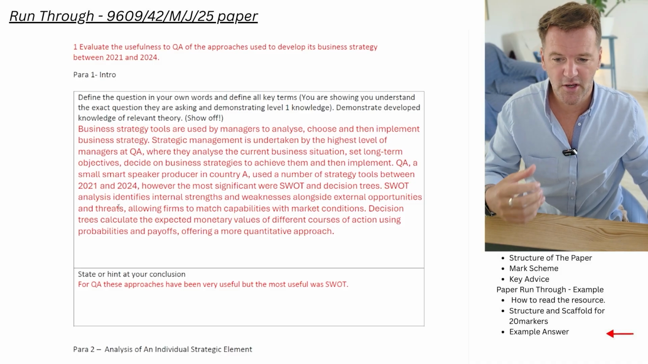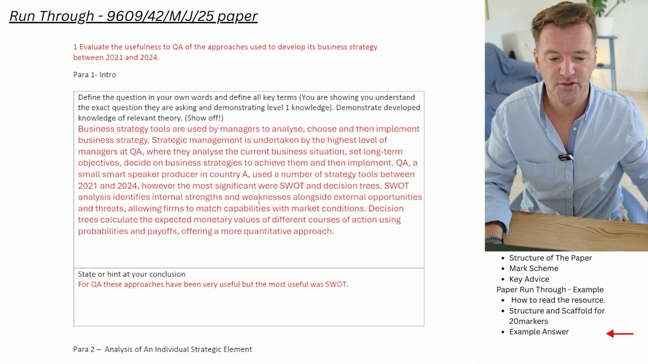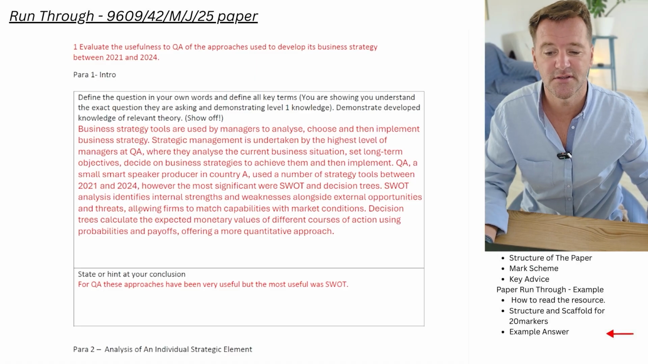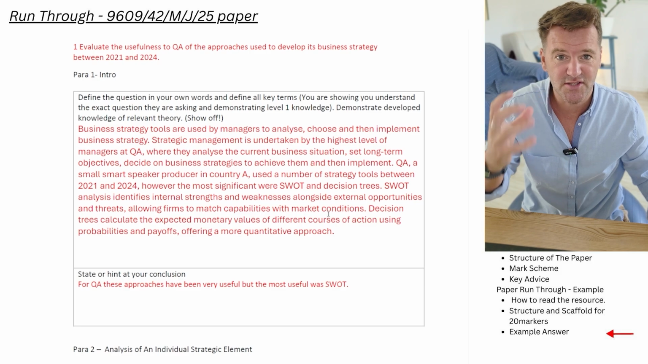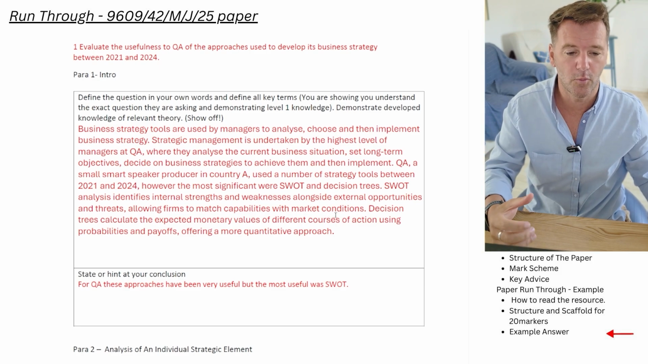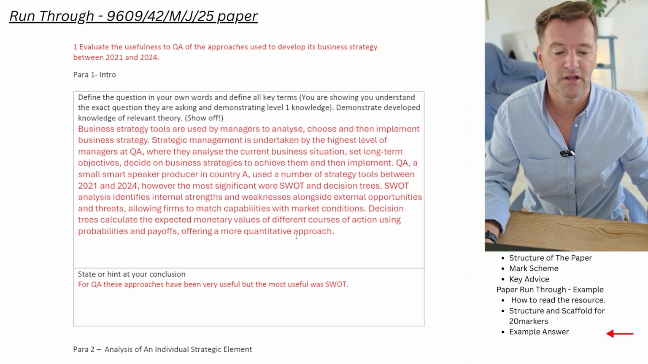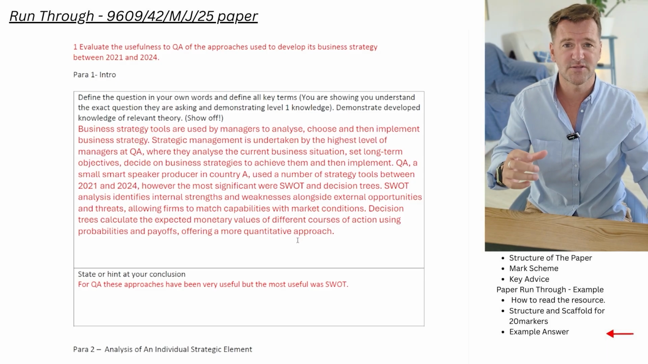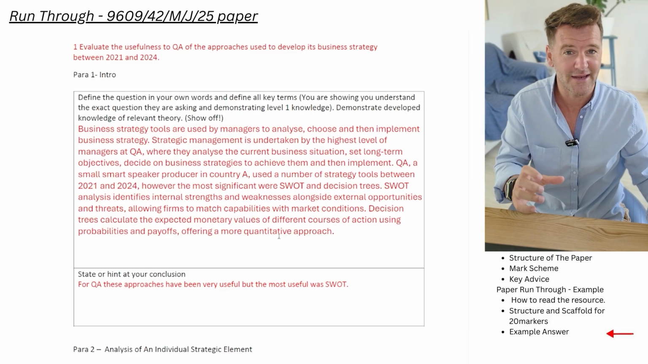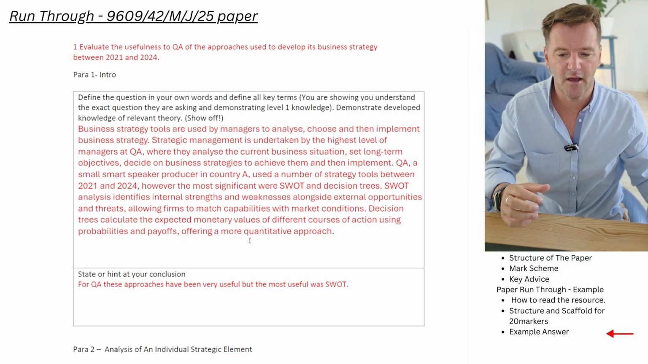SWOT, to get more knowledge. SWOT identifies internal strengths and weaknesses alongside external opportunities and threats, allowing firms to match capabilities and market conditions, just throwing out knowledge. AO1. Decision trees calculate the expected monetary values of different courses of action using probabilities and payoffs, offering a more quantitative approach. I think I've got most of my AO1 marks there already. Not totally, but it's really up there.